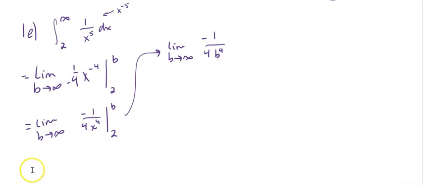Just like I would evaluate any integral, I always plug in the upper bound first, and then I'm going to subtract the lower bound plugged in. So I get minus, and then I get another negative 1. That's going to give me a double negative, which will be a positive, over 4, and then times 2 to the 4th. Now what I want you to see is this limit right here, it goes to 0.